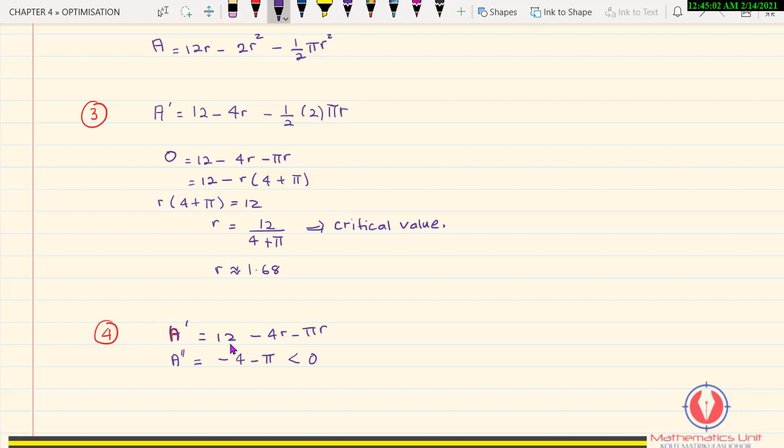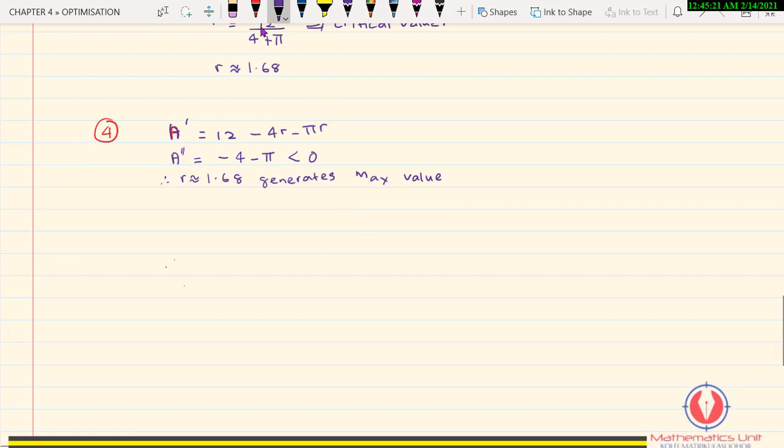Now you can conclude that r equals 1.68 generates the maximum value. Now we go to step number 5, that is our last step, to find the dimensions of the window.